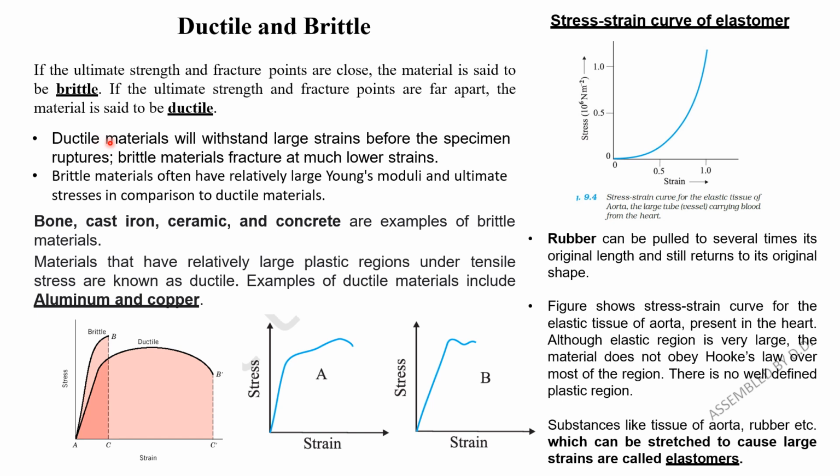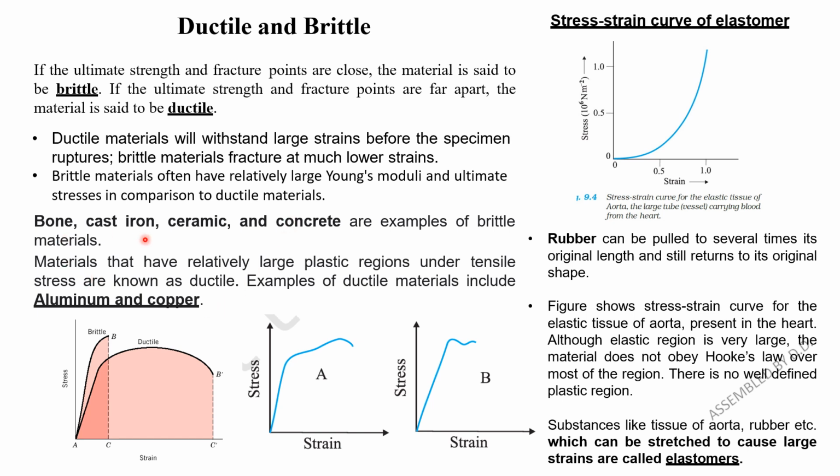So let us see further explanation of brittle and ductile nature. If the ultimate strength and fracture points are close, the material is said to be brittle. If they are far apart, then the material is said to be ductile. Generally, ductile materials will withstand large strains before the specimen ruptures. Brittle materials fracture at much lower strains. Brittle materials often have relatively large Young's moduli and ultimate stresses in comparison to ductile materials.